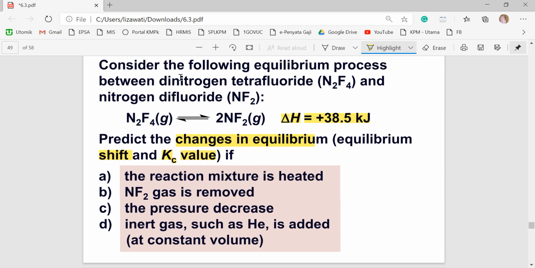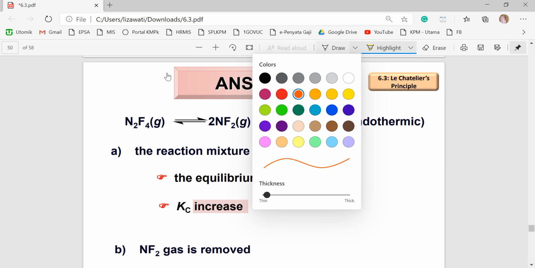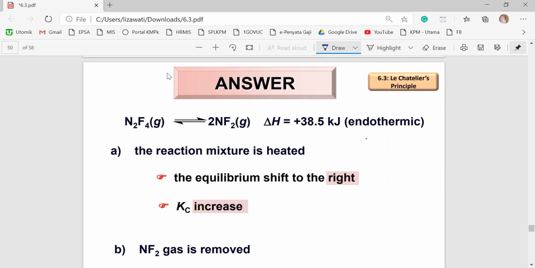So the first disturbance: the reaction mixture is heated. What will happen if the reaction mixture is heated? It means that the temperature increases.